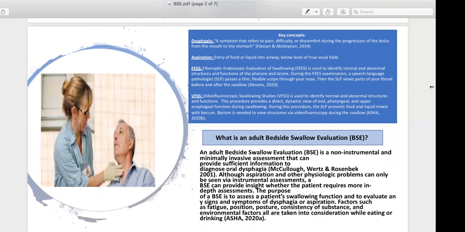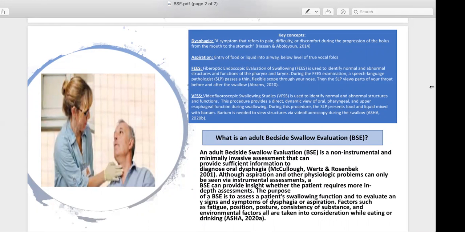Aspiration occurs when food or liquid enters the airway below the level of the true vocal folds. A fiberoptic endoscopic evaluation of swallowing, or FEES, is used to identify normal and abnormal structures and functions of the pharynx and the larynx. During the FEES exam, a speech pathologist passes a thin, flexible scope through your nose. Then the SLP views parts of your throat before and after the swallow.